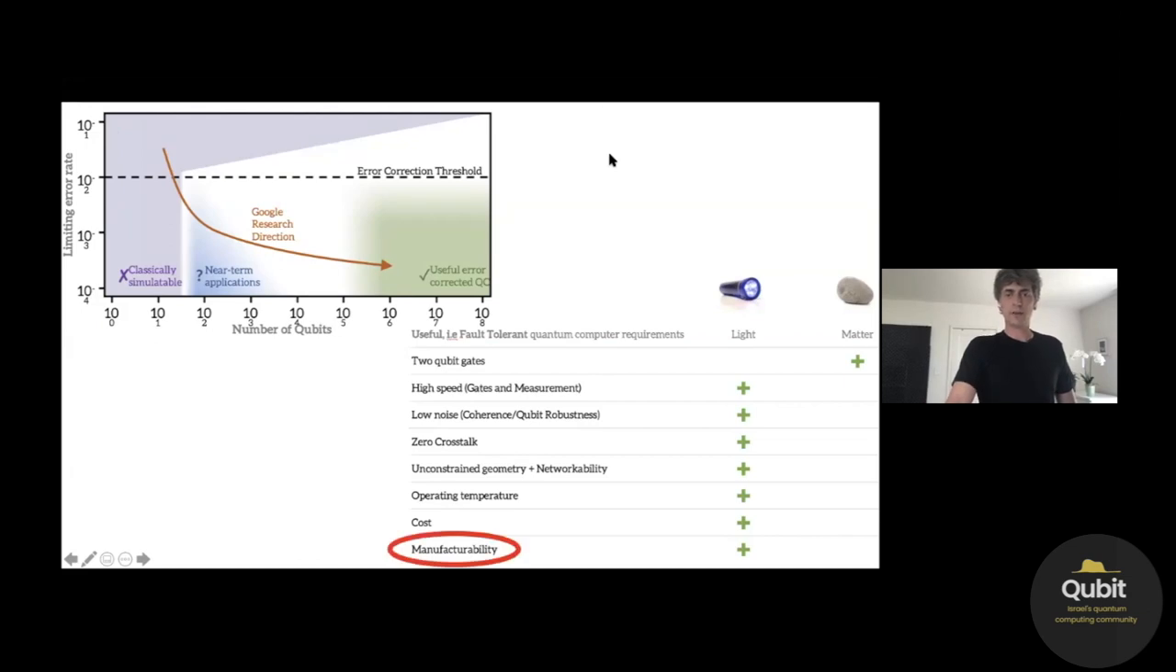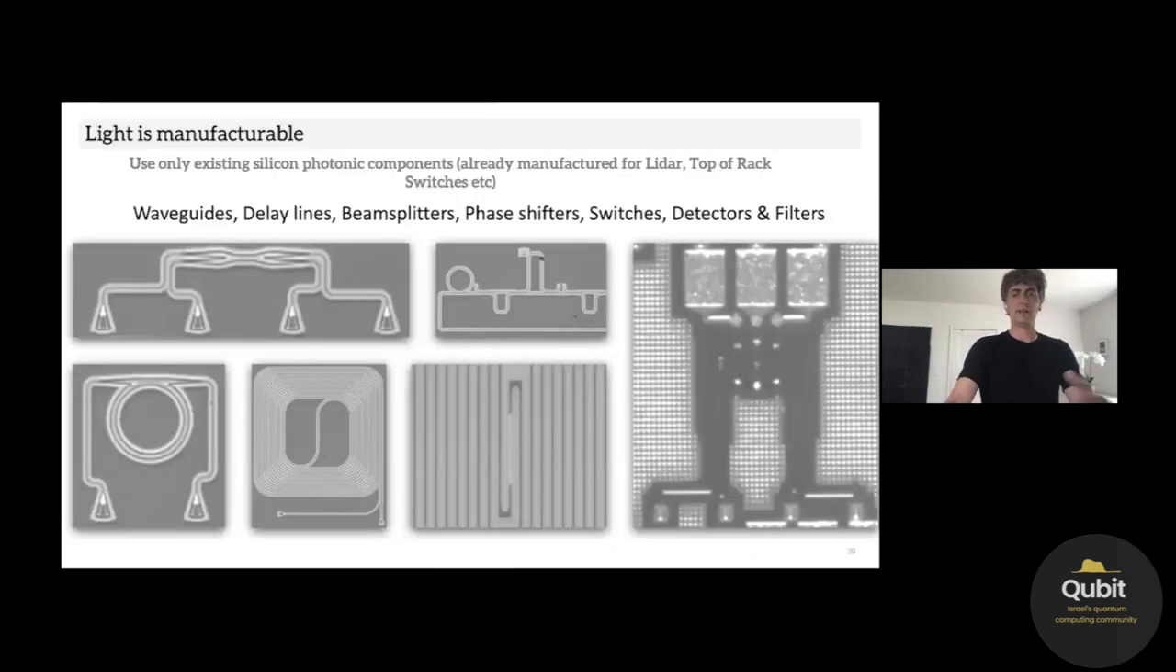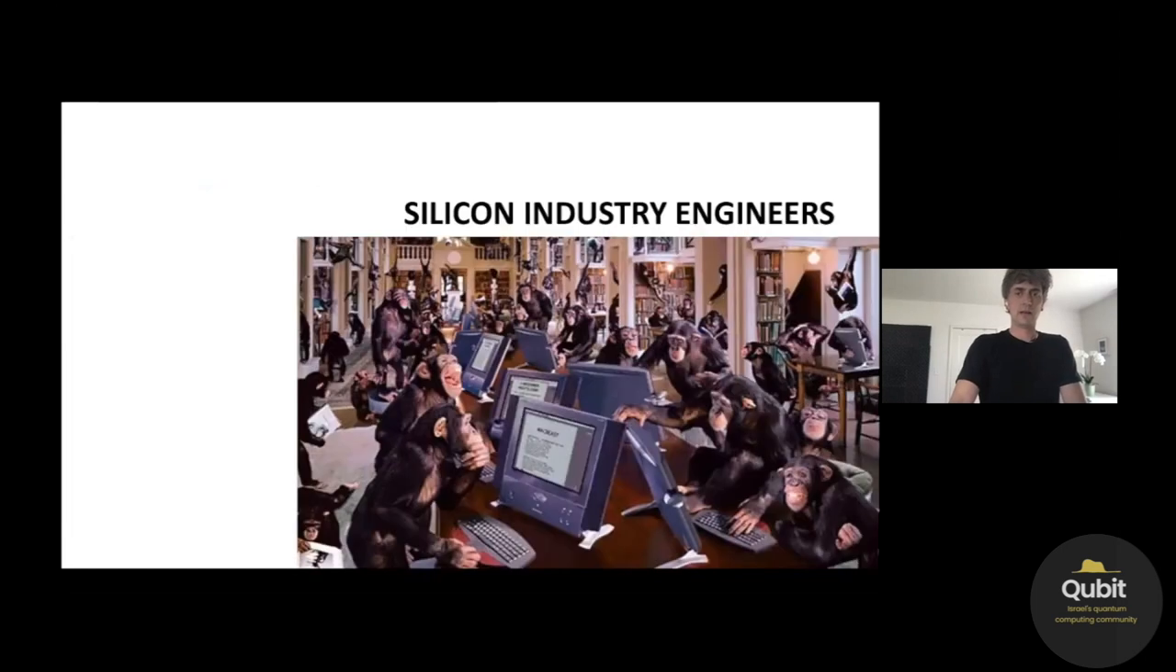So I'm going to talk briefly about the other point on this slide, manufacturability. What we do in terms of trying to hit this number of a million qubits is not to build things around the sun, but to basically just take silicon photonic components. These are kind of standard things, phase shifters, beam splitters, and so on. And they can just be built in the same kind of silicon foundries that build the components in your laptop. And they're built by the same people, pretty much.